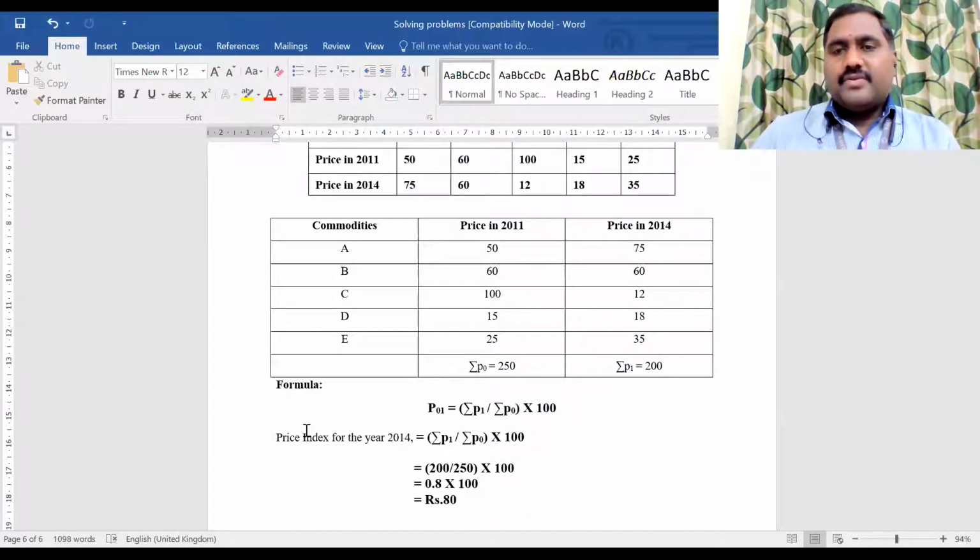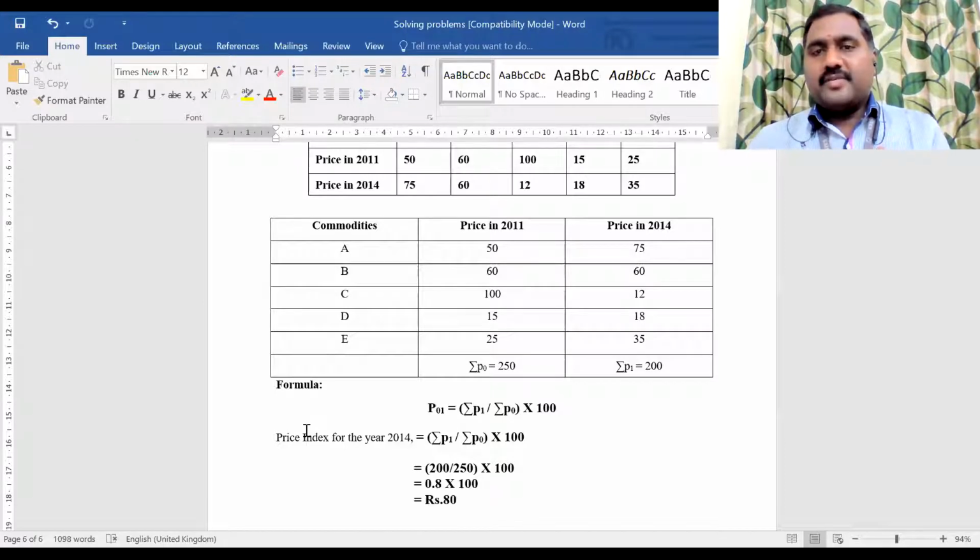So next class on Tuesday, we will go to the second method, simple average of price relative method. That comes under the simple index method only. So in the simple index method we have two methods. One is the simple aggregate method, which we worked out now. The second method is the simple average of price relative method. If you complete that, the simple method will be over.